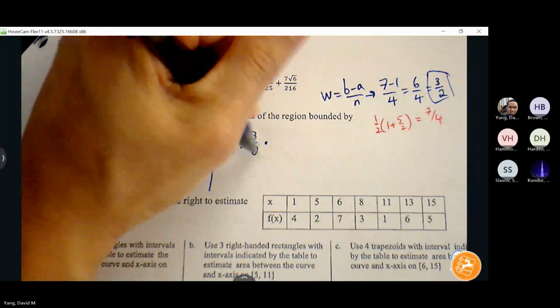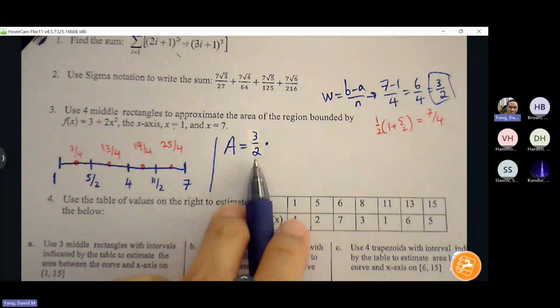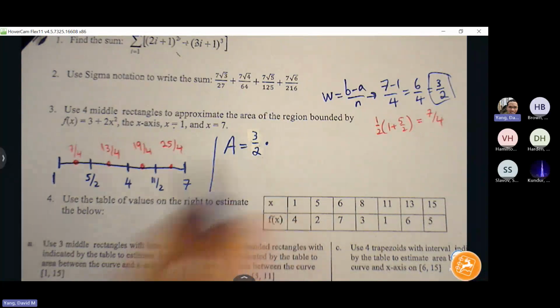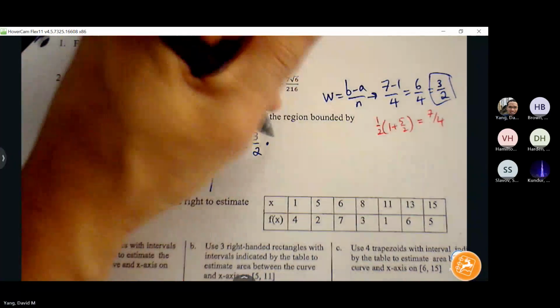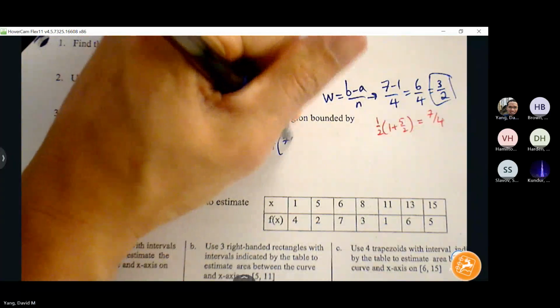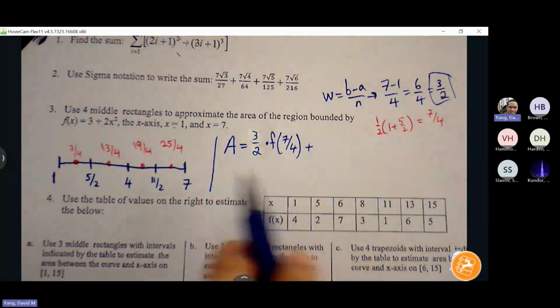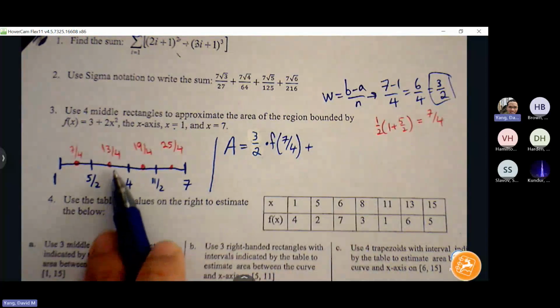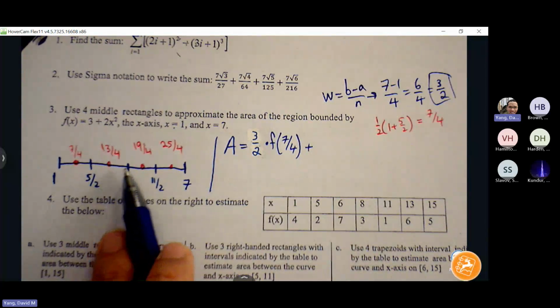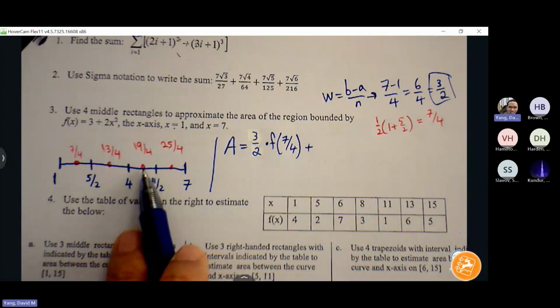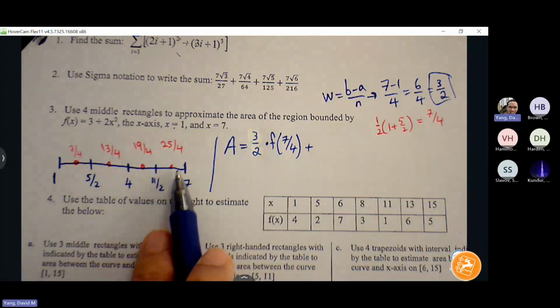Okay. 3 halves times what represents the height of my first rectangle? f of 7/4. Okay, we just go down the line. 3/2 times f of 13/4. 3/2 times f of 19/4. 3/2 times f of 25/4.